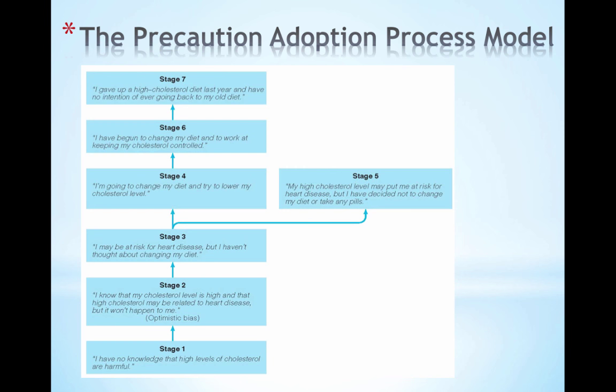So this is very similar to the trans-theoretical model that we just talked about, but we have even more stages here, right? We've kind of got even more going on, especially with that moving from not realizing you're at risk to you realize it to eventually taking steps towards changing it.